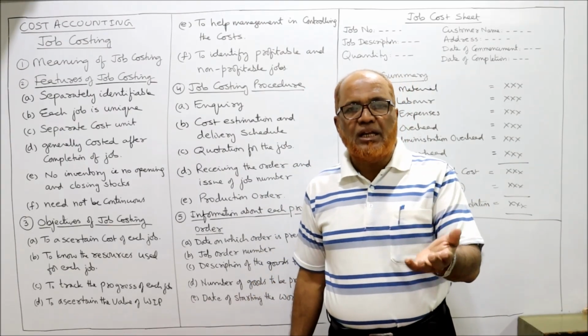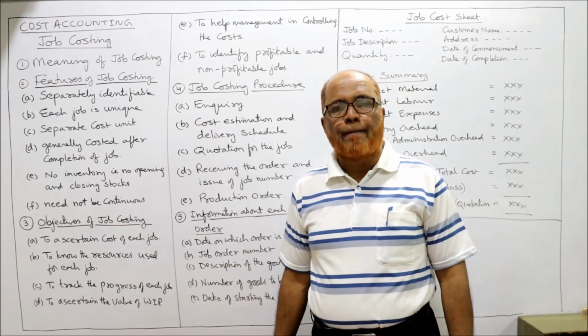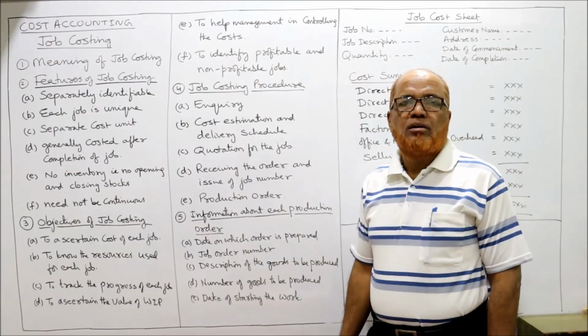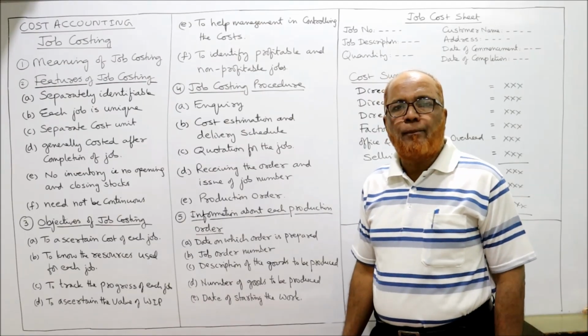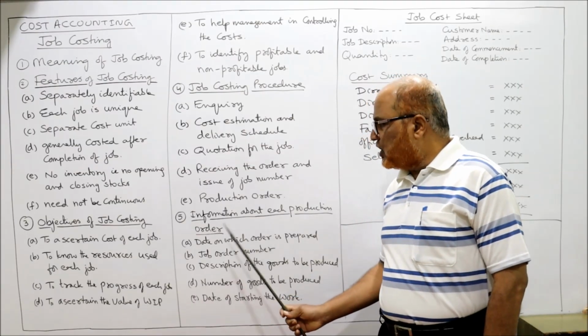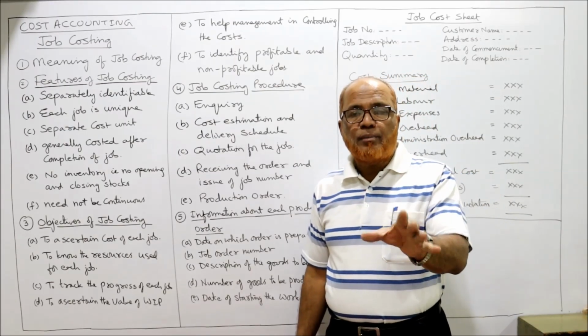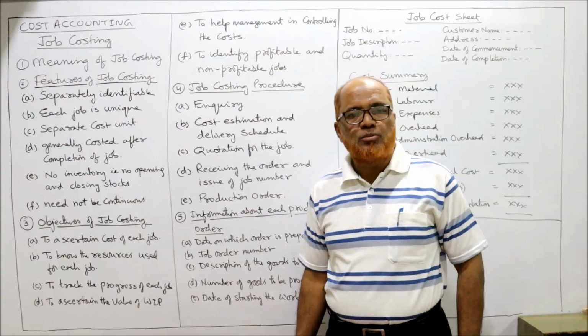Example resources are material, labor, expenses, etc. So production order will be given. This is the procedure where job costing will be applied. Next, information about each production order. In each production order, some information must be disclosed, must be written.